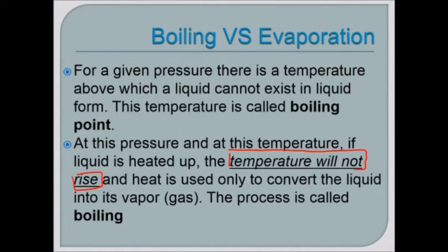So if you get water to boil on a stove and you try to keep turning the heat up, that thermometer is never going to go above 100 degrees Celsius. It's going to constantly stay there, but you can get it to boil off faster. So at this point, the heat is only being used to convert the liquid into its vapor, and this is the process called boiling, where you're using temperature to convert a liquid into a gas.